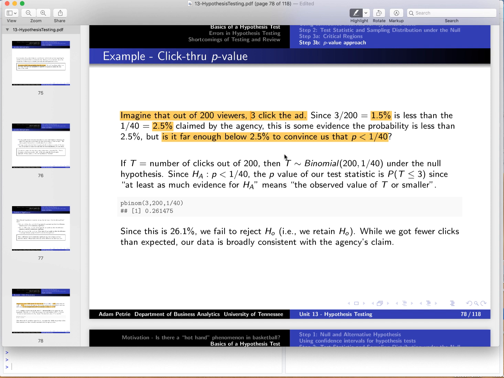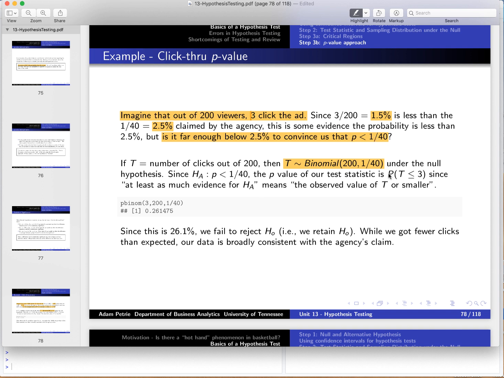If the null was really true, we would know that the distribution of our test statistic is a binomial distribution: out of the 200 people that have seen the ad, how many end up actually clicking it? We can use this binomial distribution to figure out the p-value by finding the probability of observing our test statistic, exactly 3, or a value that's even more evidence for the alternative. The fewer people that click that ad, the more evidence we have for the alternative that p is less than 1 out of 40.